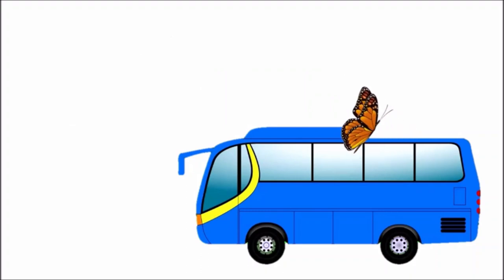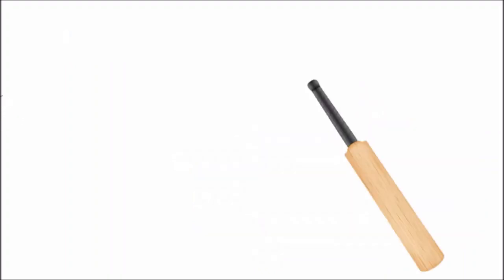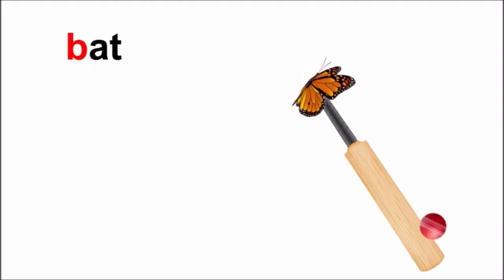Children, what is this? Yes, this is a bus. Biba bus. Repeat after me, children. Biba bus. Now let us see, where is this butterfly going to sit? Children, what is this? Yes, this is a bat. Biba bat.